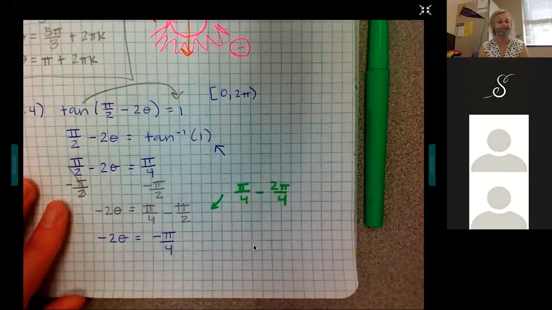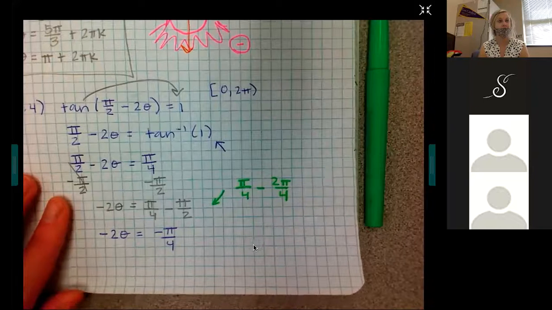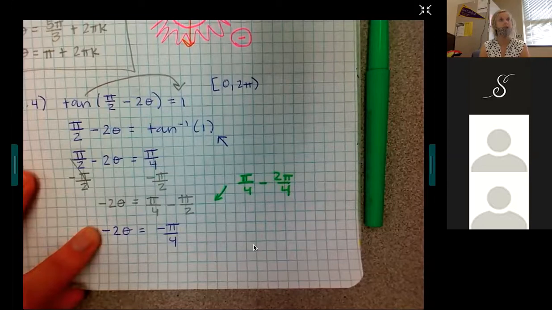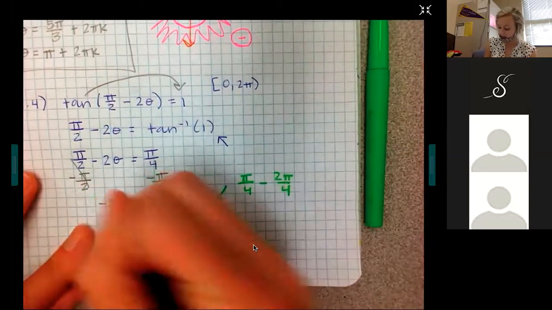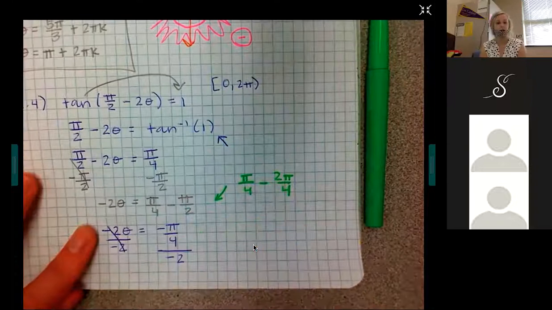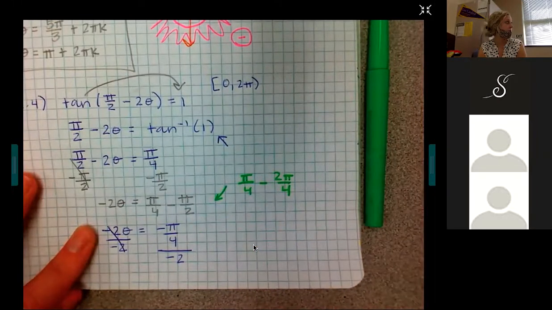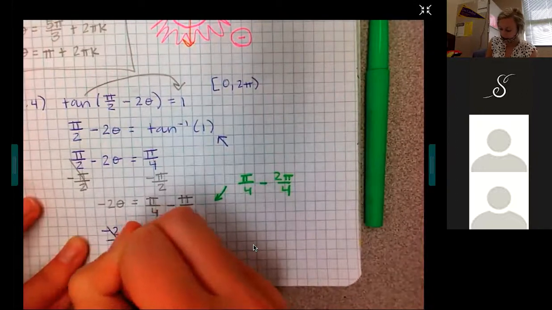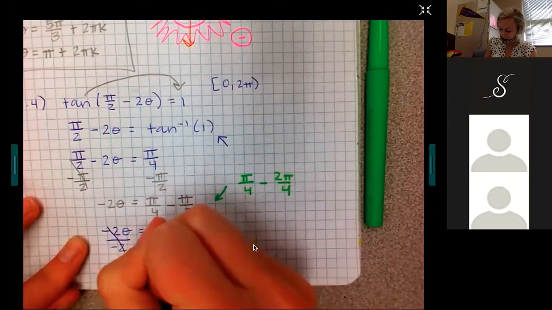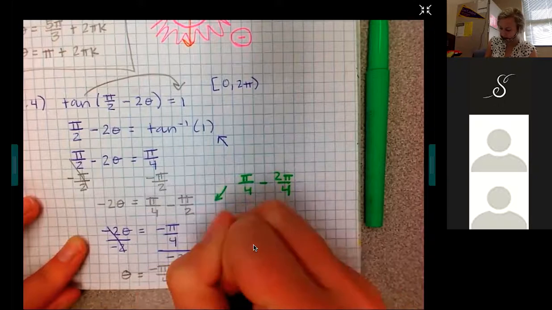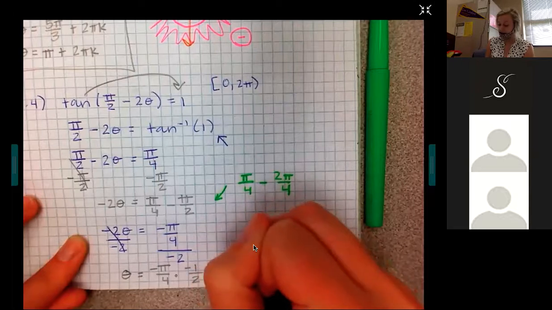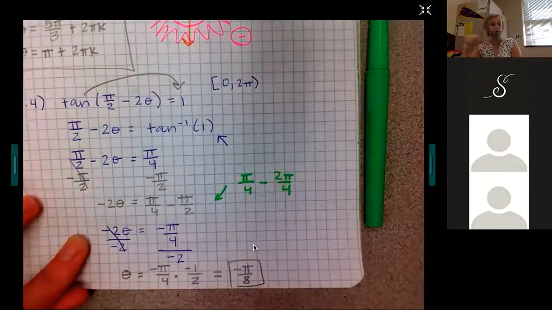How would I get rid of the negative 2 over here? Divide it. Good. Can I divide two fractions? No. So we're going to multiply by the reciprocal. Negative pi over 4 times negative 1/2, which is going to give us what? Negative pi over 8. That is your solution.